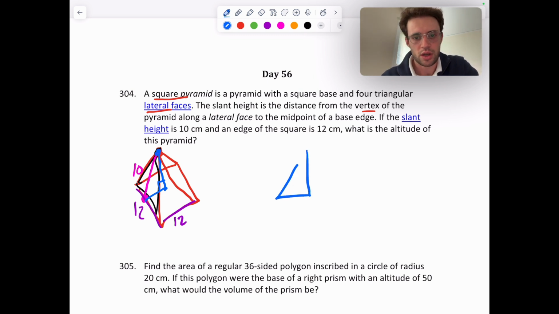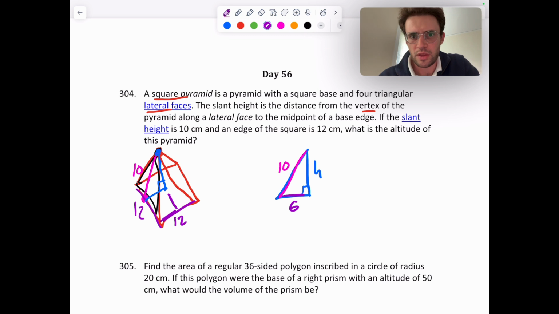So if I redraw that over here, we've got our height, what we're solving for, the altitude. This leg is going to be half of the base, because it's the middle of the square. So half of 12 will be 6. And then the hypotenuse is the slant height, which is 10. All right, so there are 2 ways you could do this.